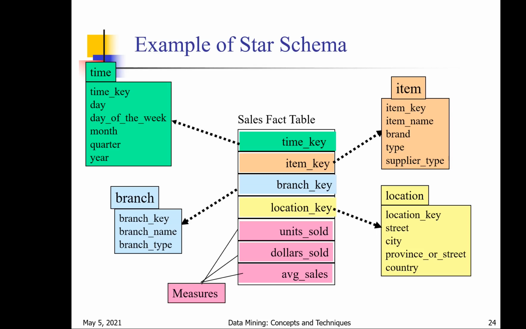In the time dimension table, time key is the primary key. In the item dimension, item key is the primary key. In the location dimension, location key is the primary key. In the branch dimension, branch key is the primary key. So in the dimension tables these keys act as primary keys, and in the fact table these keys act as foreign keys. Why? Because using these keys we are accessing these dimensions in the fact table. That's why we call these foreign keys.